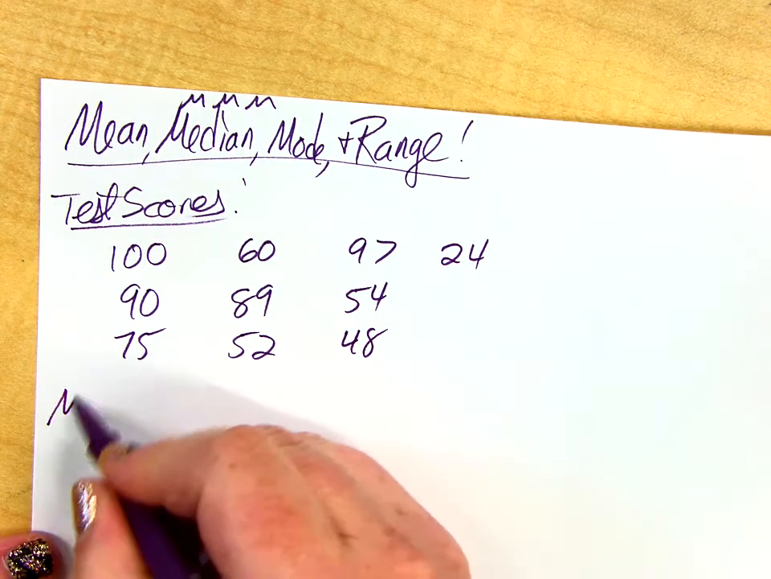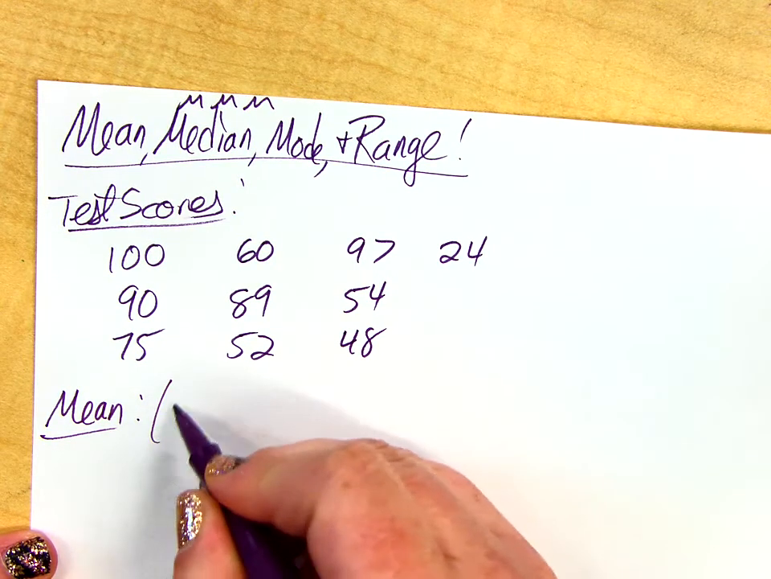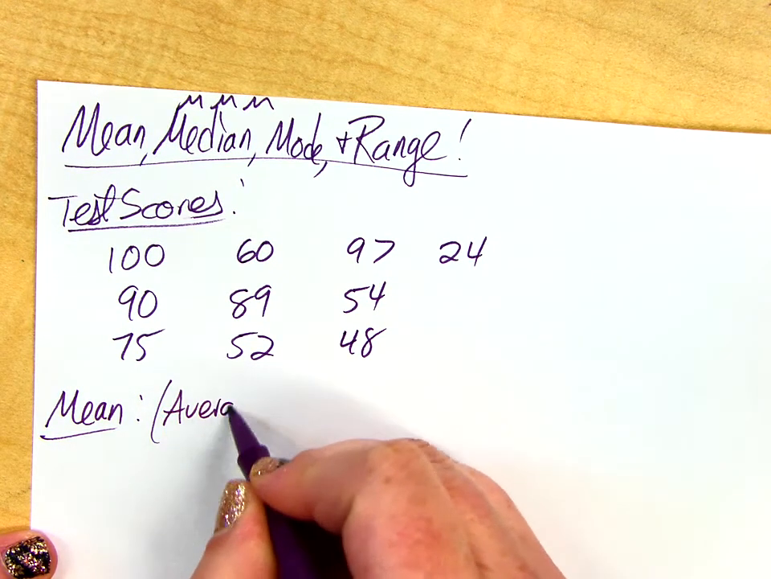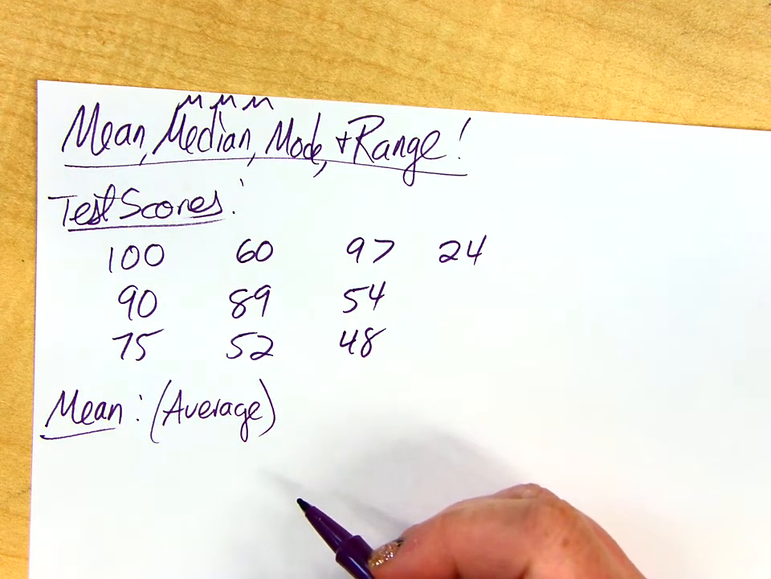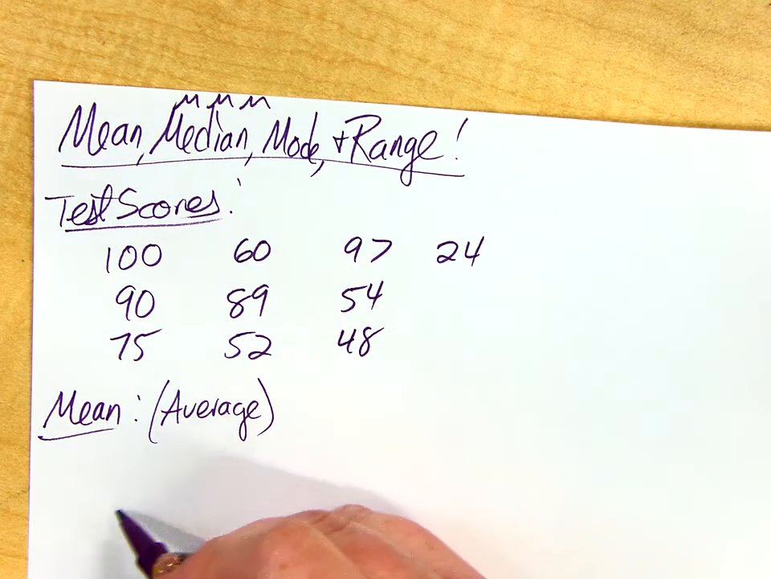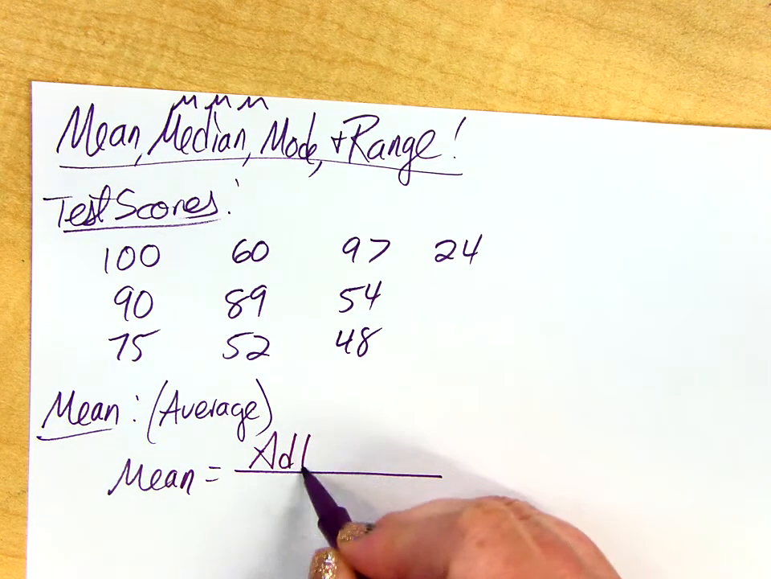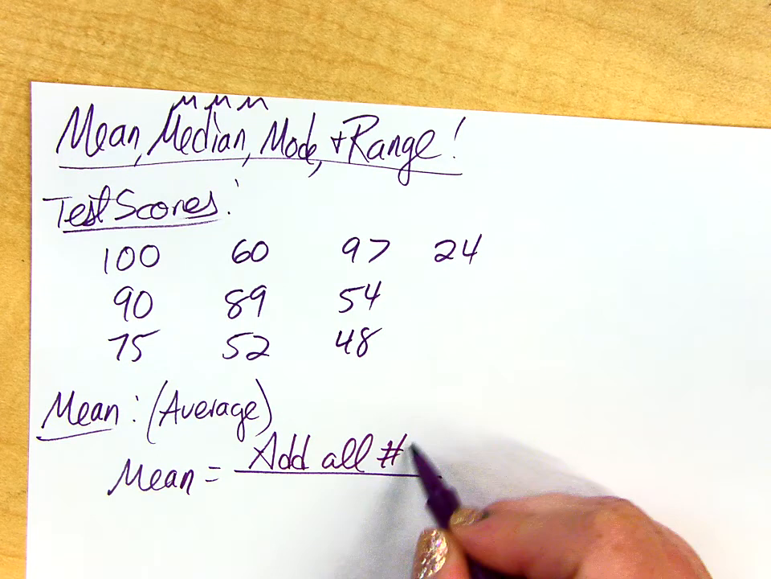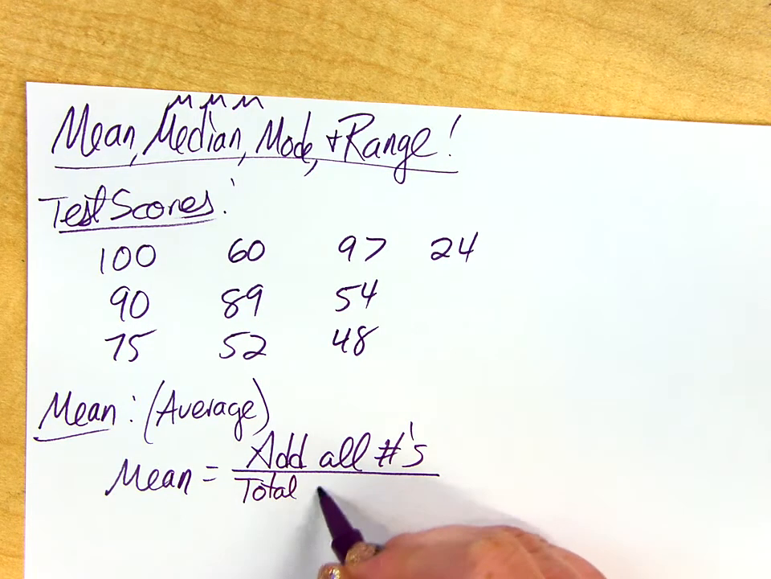If you want to find the mean, mean is another word for average. Okay, so you guys are absolutely correct. This is the one where you add all the numbers together and then you divide by however many numbers you have. So to find the mean, add all numbers and divide by the total amount of numbers.